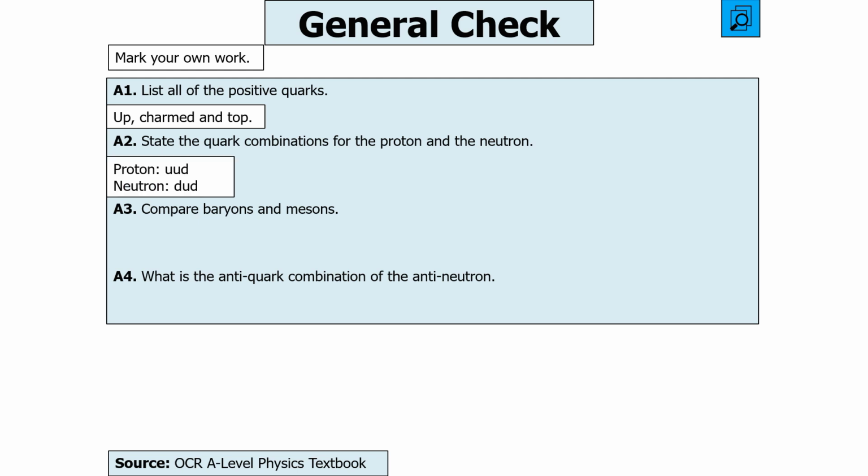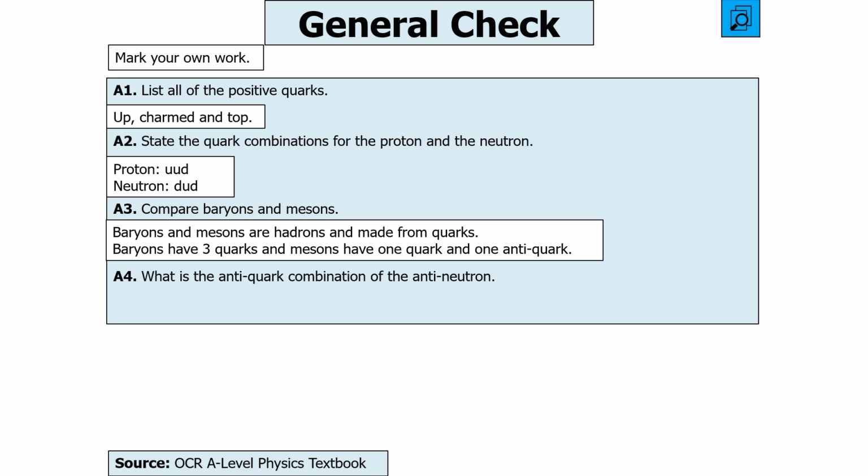Now you've got to remember and memorize the quark combination for the proton and neutron. The proton is up up down, the neutron is down up down, or dud, because the neutron has no charge. Now if we're comparing baryons and mesons, both are hadrons and are made from quarks, and baryons have 3 quarks whilst mesons have 1 quark and 1 antiquark pair. Now baryons and mesons, as they're both hadrons, will both experience the strong interaction. Now what's the antiquark combination of the antineutron? Well, it's the antiquarks of the neutron seen above, so it's anti-down, anti-up, anti-down.